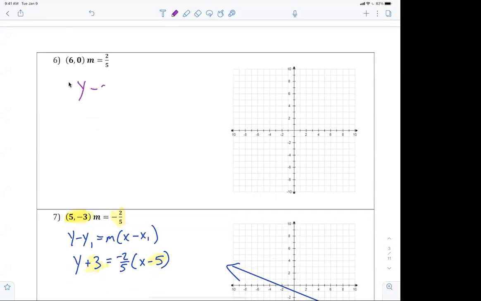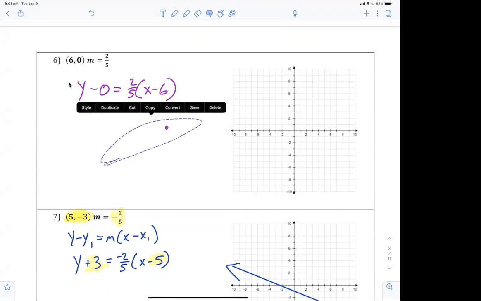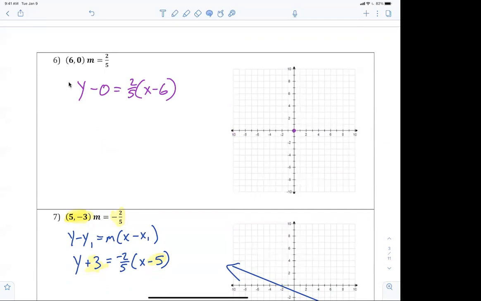y minus 0 equals 2/5 x minus 6. Amazing. Easy, guys. All right, everybody now plot the points and then use the slope. After you do it yourself, look up on the board and see if you did the same thing I did. Graphing the point 6, 0.